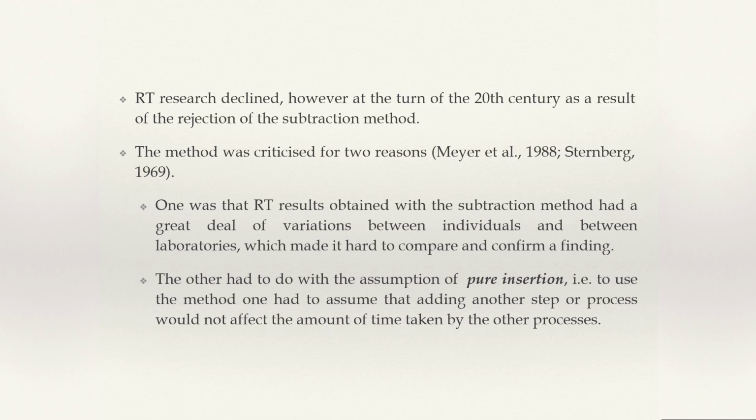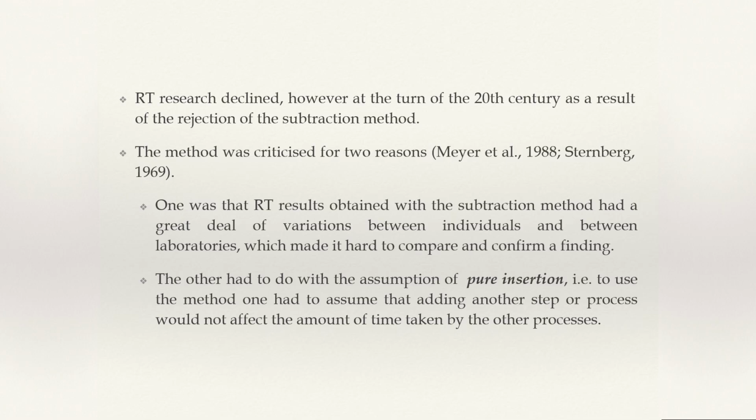First was that the reaction time results obtained with the subtraction method had a great deal of variation between individuals and between laboratories, which basically made it hard to compare and confirm a particular finding, because remember, at this time people did not know a lot about control, and there was probably a lot of variation across conditions and laboratories.